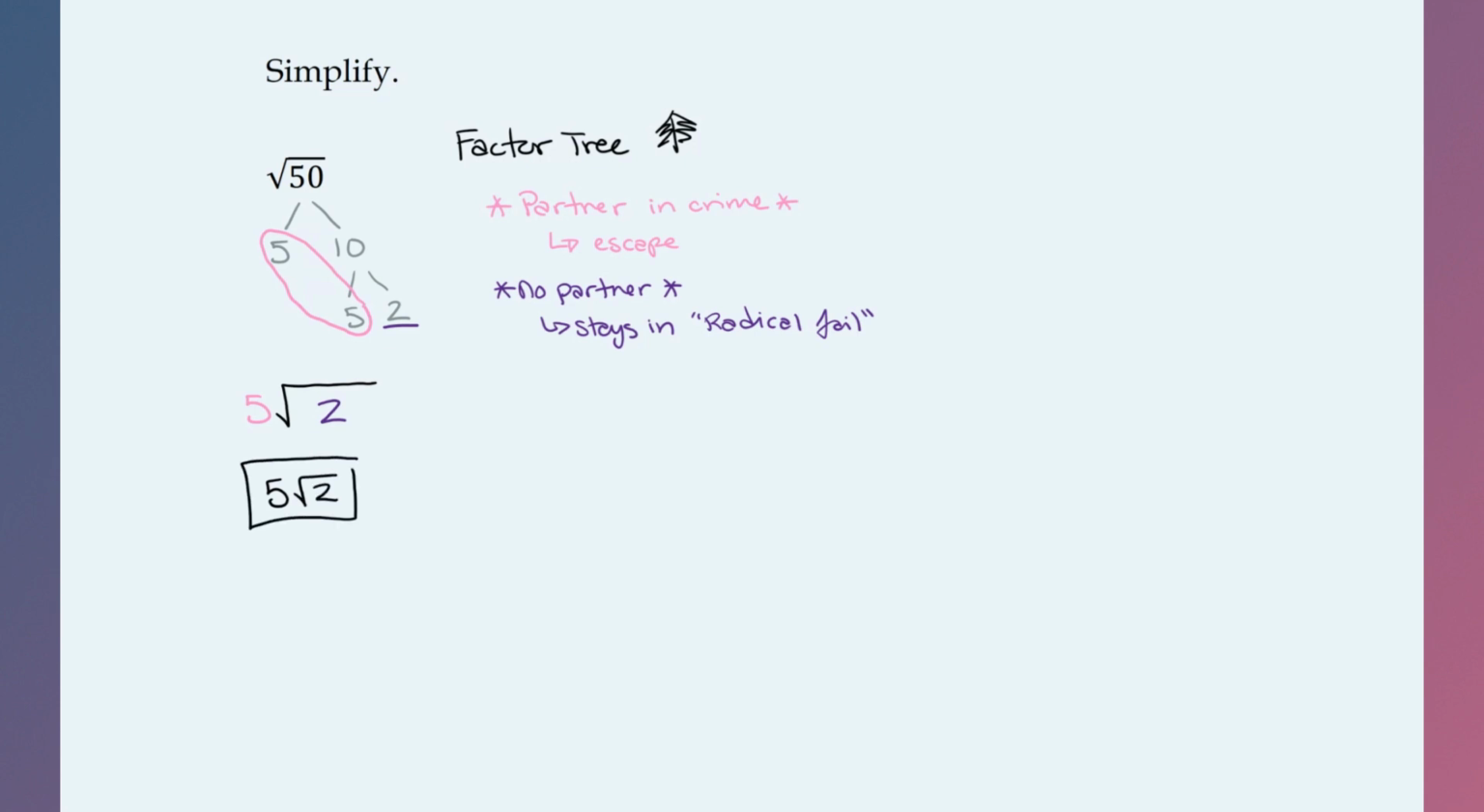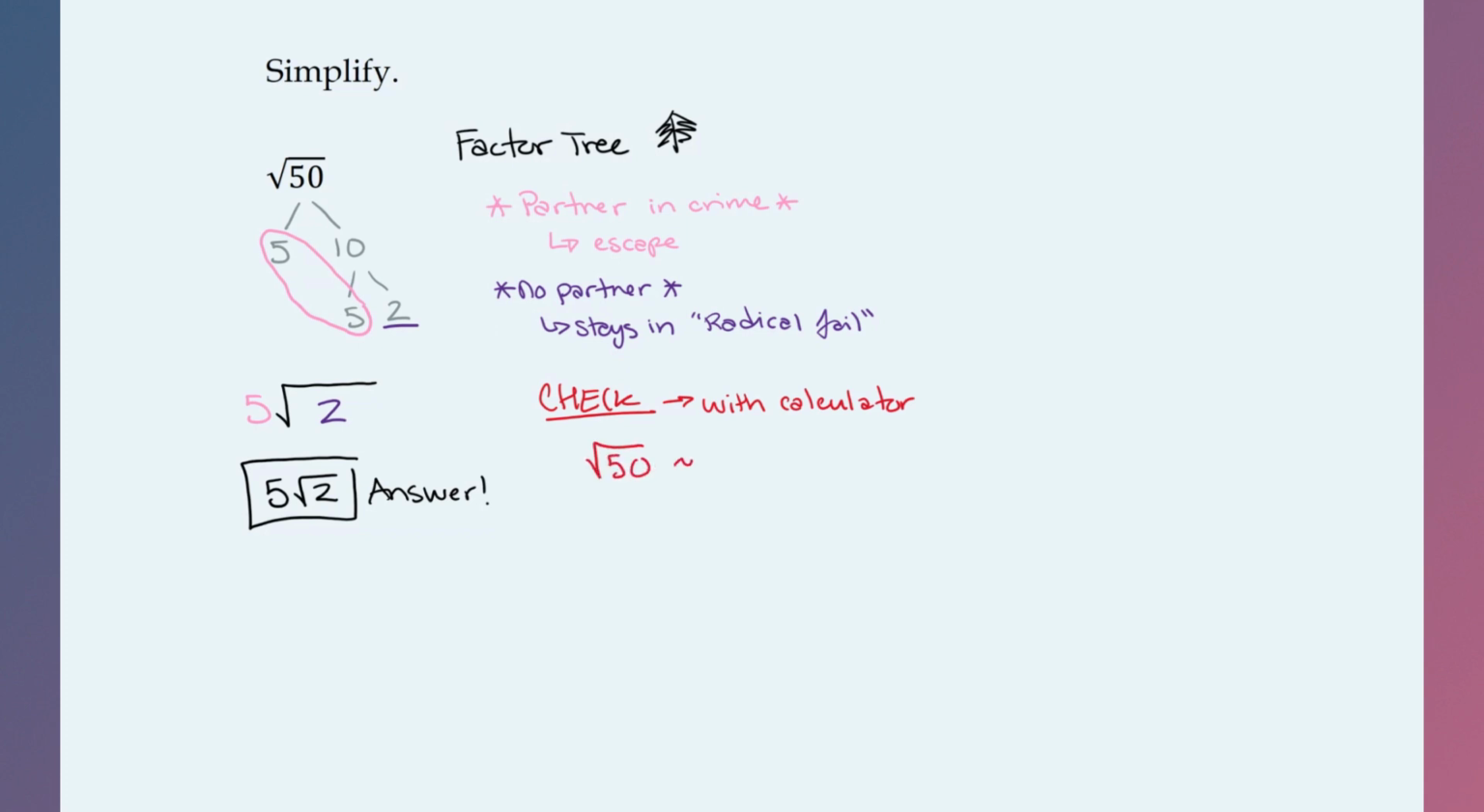When we have our radicals, we can always check our answer because remember, we are just changing what the number looks like. We're not changing its actual value. So square root of 50, if we plug it into our calculator, we're going to get 1 decimal. And if we plug in 5 square root of 2, we should get that same decimal.